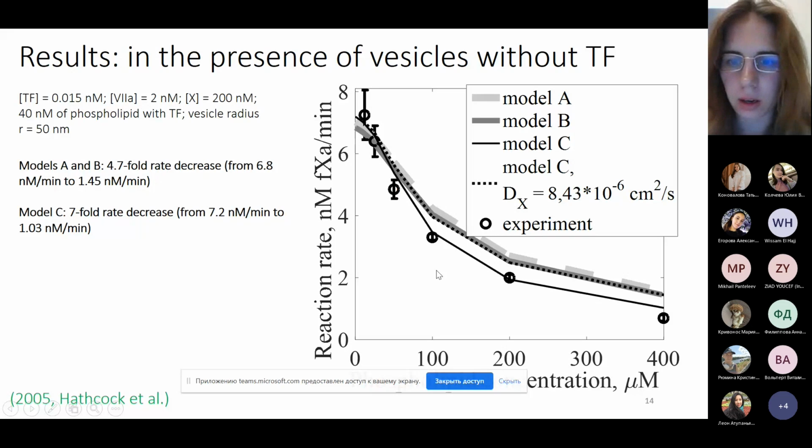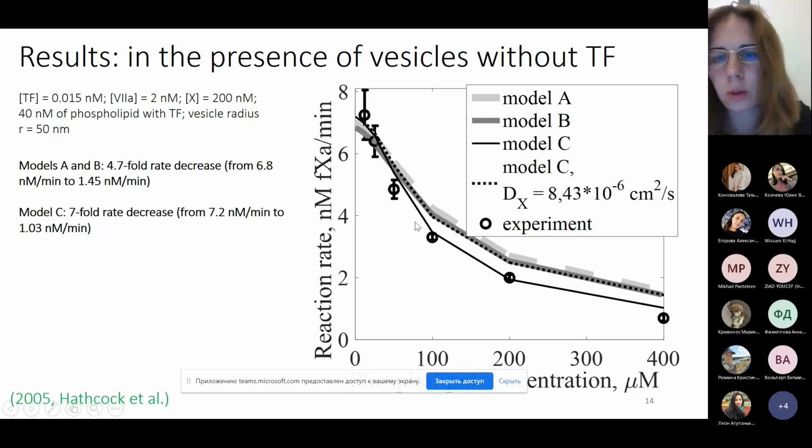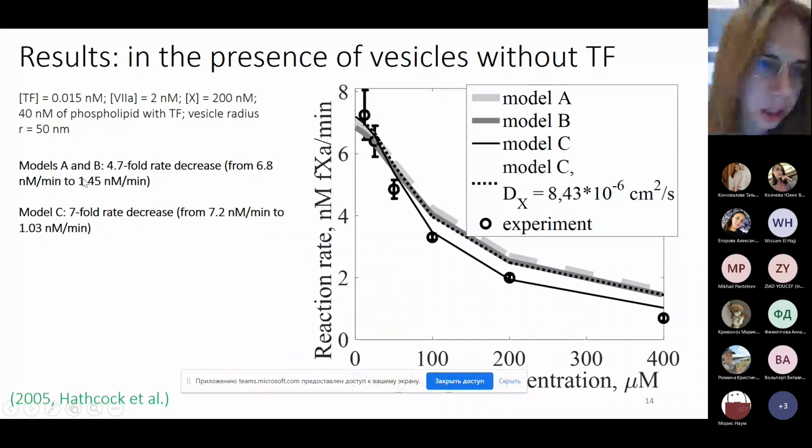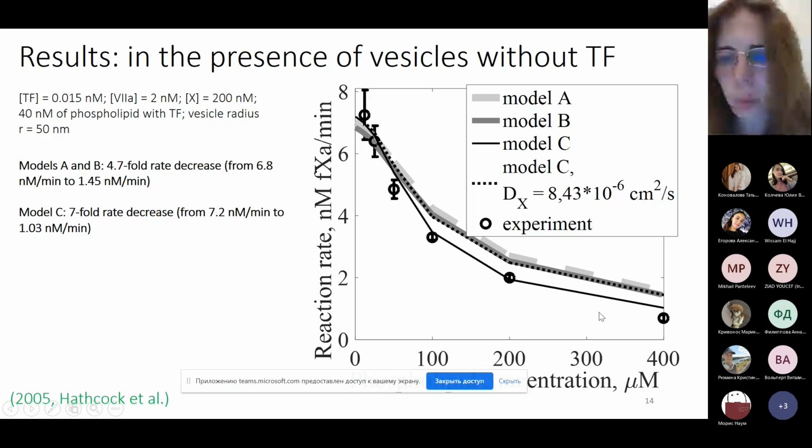Here we have different modeling results for those experimental data. Models A and B provided the same qualitative description, but different quantitative. Model C provided the best description. The rate decrease is 4.7-fold for models A and B, and it is 7-fold for model C, which includes the diffusion. So from those results, we expect that about 70% of the rate decrease results from the factor 10 segregation between two vesicles and its accumulation on the necked vesicles, and about 30% results from its slow diffusion. So those two reasons for the reaction rate decrease are quite comparable.